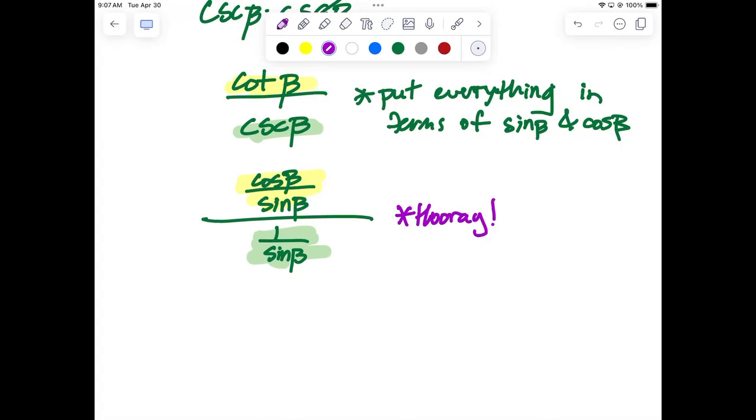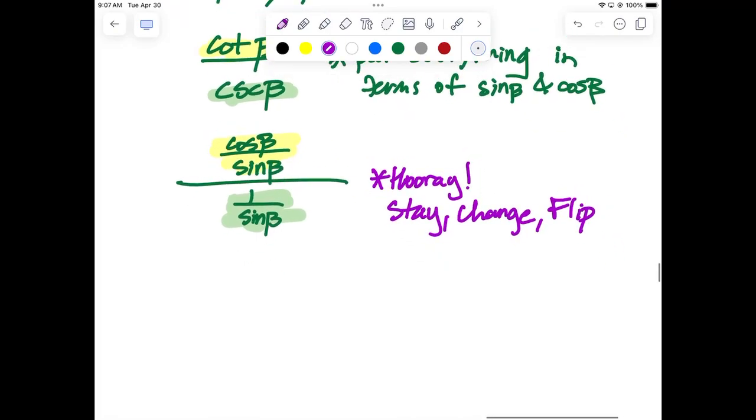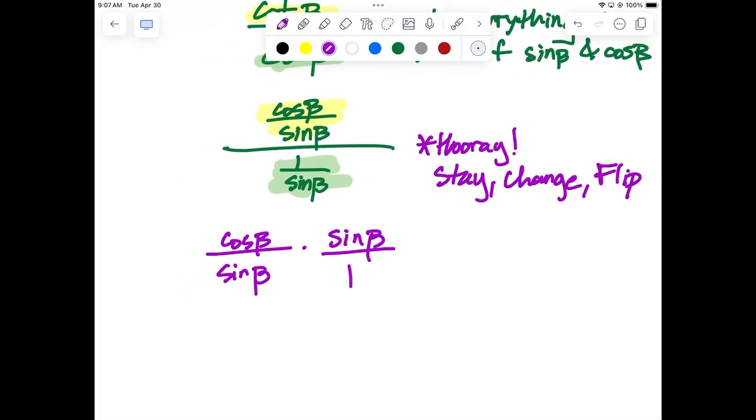Because what's the next step? Always algebraic when you have a complex fraction. Stay, change, flip. Stay, change, flip. Let's do stay, change, flip because the denominator is a single factor. So I get cosine of beta all over sine of beta times sine of beta over 1. And what happens with your sine of betas? They divide out, and we're left with cosine of beta over 1.